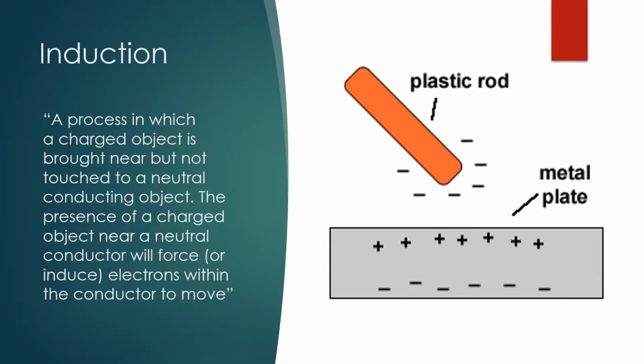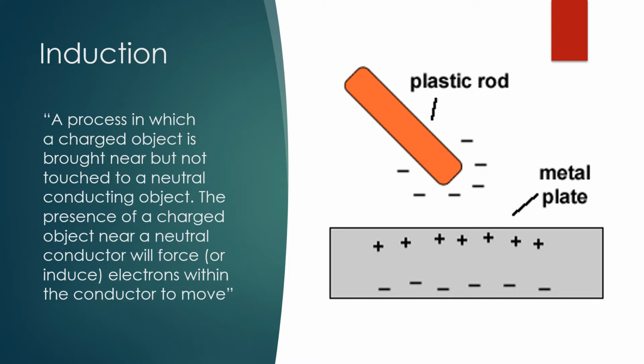Now we're going to look at how induction and electricity are related. Induction is a process in which a charged object is brought near but not touching a neutral object, and in the presence of that charged object, the neutral object will become charged. That sounds a little bit confusing, so let me explain it a little better using this example here.